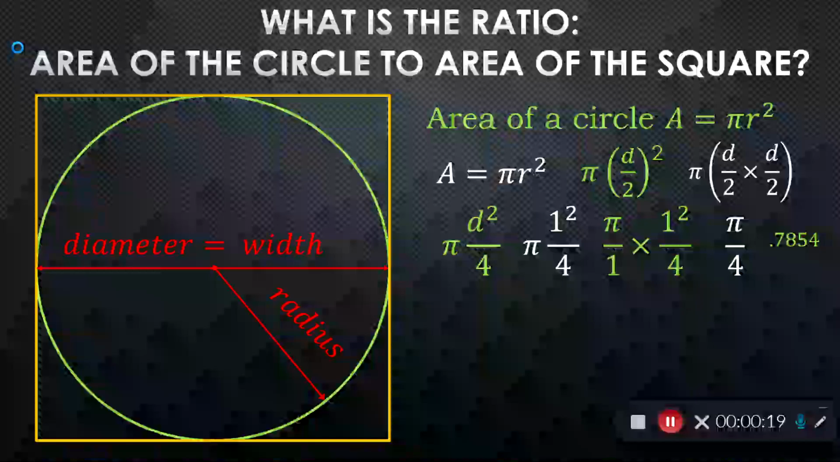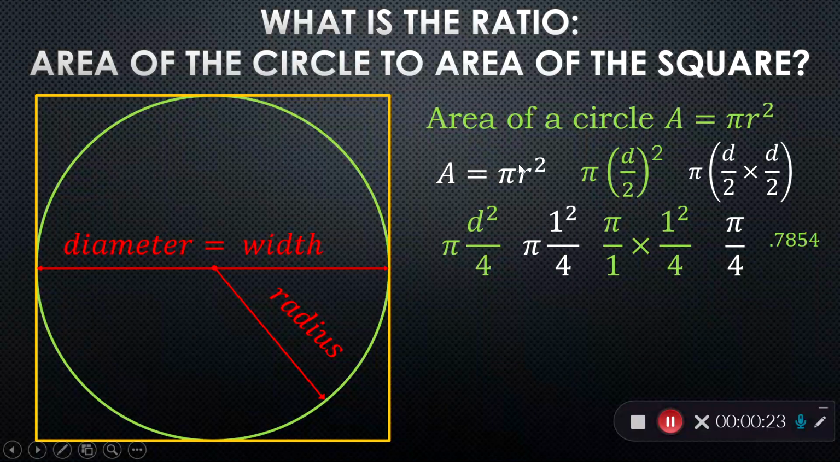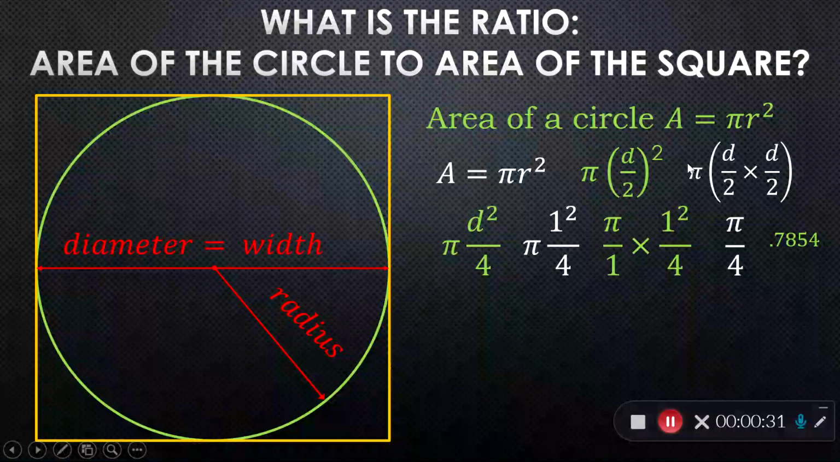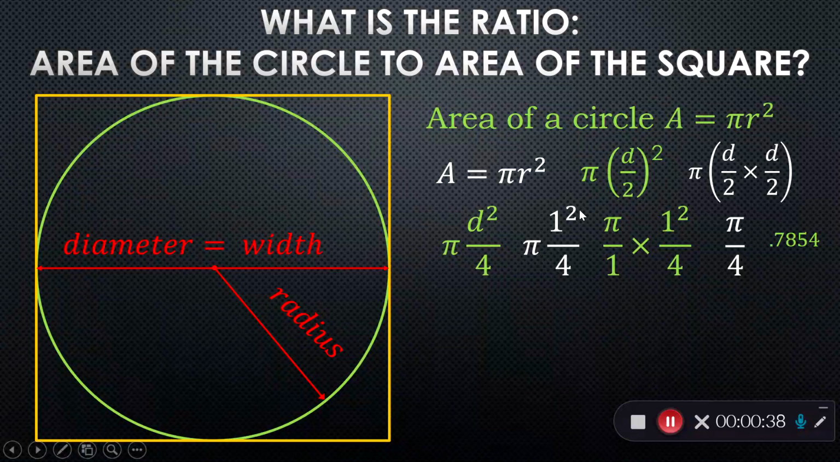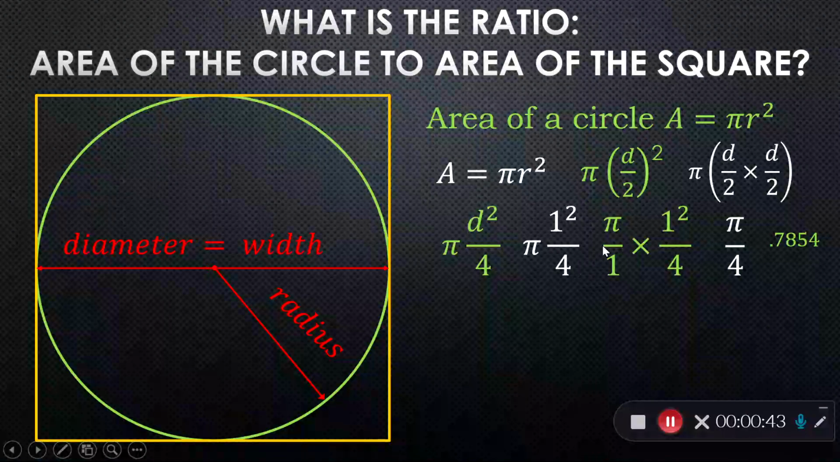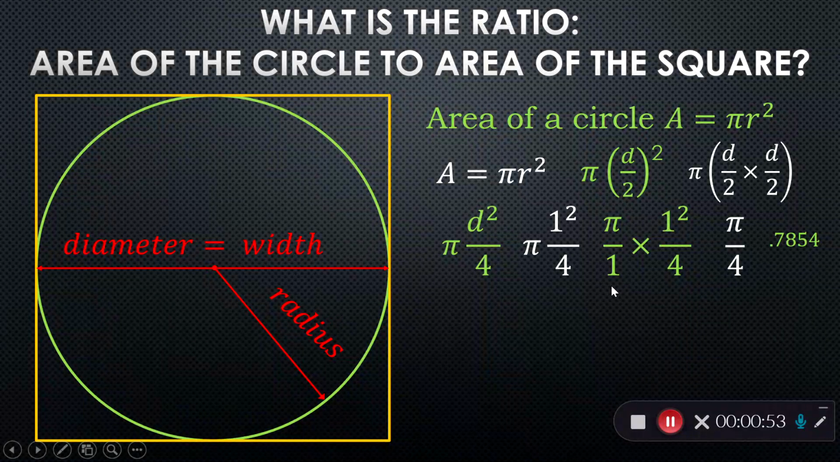So the area of the circle is equal to pi r squared. And you can see that I've taken r, the r squared, and I've put it as d divided by 2. And then we get d squared over 2 squared, so d squared divided by 4. And so d squared, if the diameter is 1, we got 1 over 4. And so we got pi over 1 times 1 squared over 4 equals pi over 4. Our ratio is 0.7854.